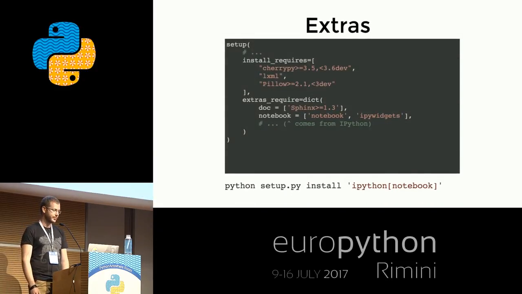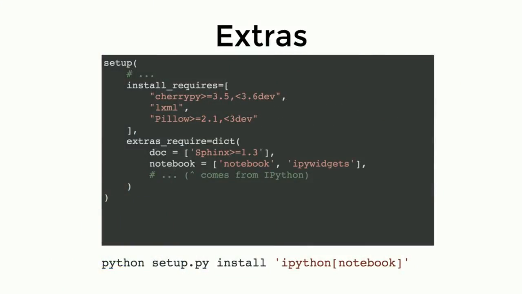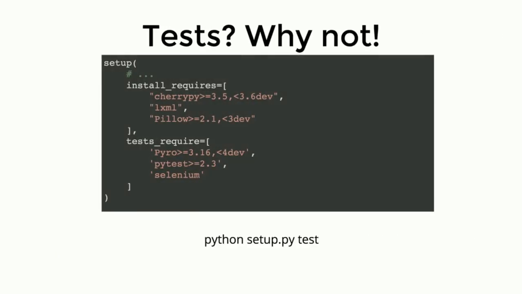There are also extras. So this is an example from IPython, and you can have some extras which say that if you want some extra IPython, like a notebook IPython, that will install some additional dependencies for you. And you run it with pip install ipython and notebook in the braces. You can also add tests_require, which will be run during python setup.py test. But this requires a bit of configuration.